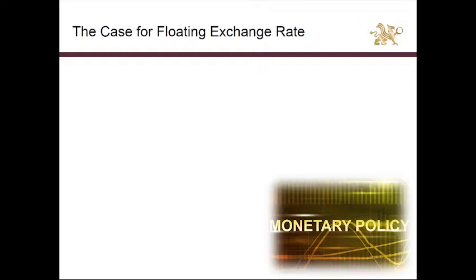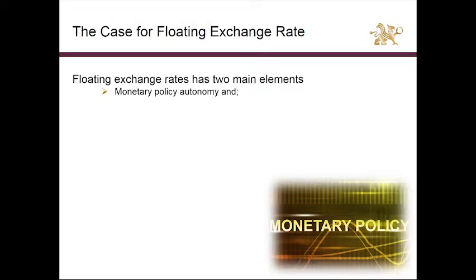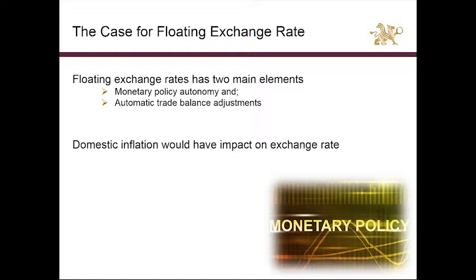Disappointment with the system of floating rates in recent years has led to renewed debate about the merits of a fixed exchange rate system. The case for floating exchange rates has two main elements: monetary policy autonomy and automatic trade balance adjustments. Critics of the fixed system argue that the adjustment mechanism works much more smoothly under a floating exchange rate regime. They argue that if a country is running a trade deficit, the imbalance between the supply and demand of that country's currency in the foreign exchange markets will lead to depreciation in its exchange rate.